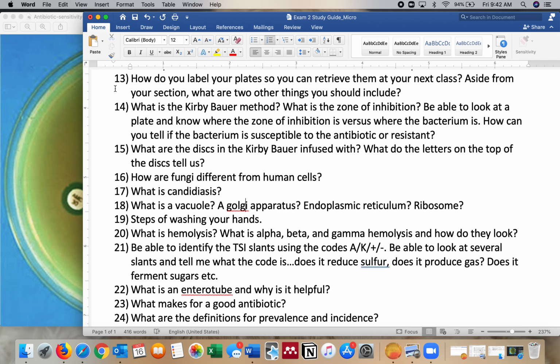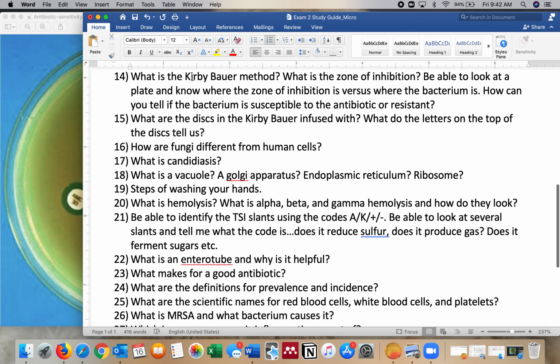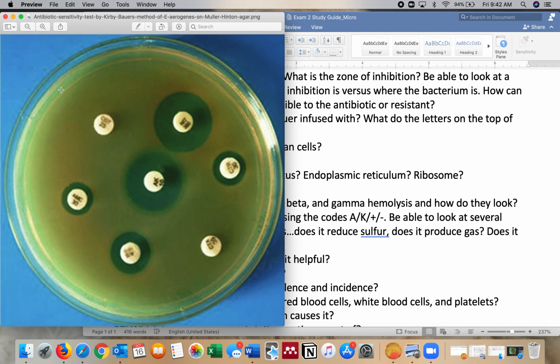14, what is the Kirby-Bauer method? I don't think we called it the Kirby-Bauer method in class, but it was when we did this. We had our plate, and remember one week we created this bacterial lawn using a bacterial spreader. So we covered this whole plate in bacteria, and then after you left class I put these discs down, and then the following class we could see whether or not there was inhibition. So this is the Kirby-Bauer method, okay?